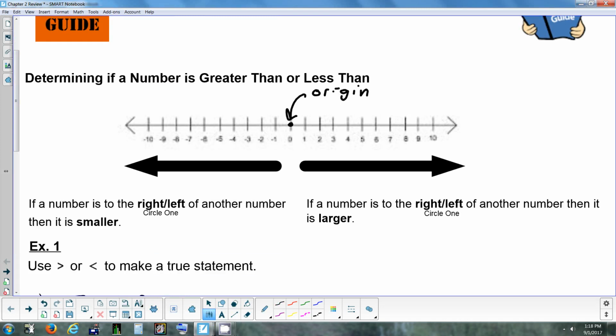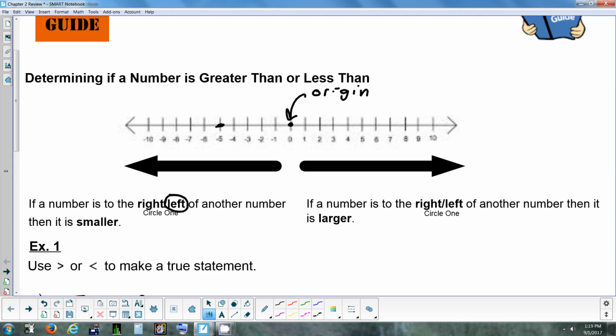Positive numbers to the right, negative numbers to the left. So now it says if a number is to the blank of another number, then it is smaller. Where would you have to be on the number line to be smaller? Smaller value, lesser value. To the left, yes. If you give me a number, and another number to the left of that, that is smaller. Negative 10 is smaller than negative 5.